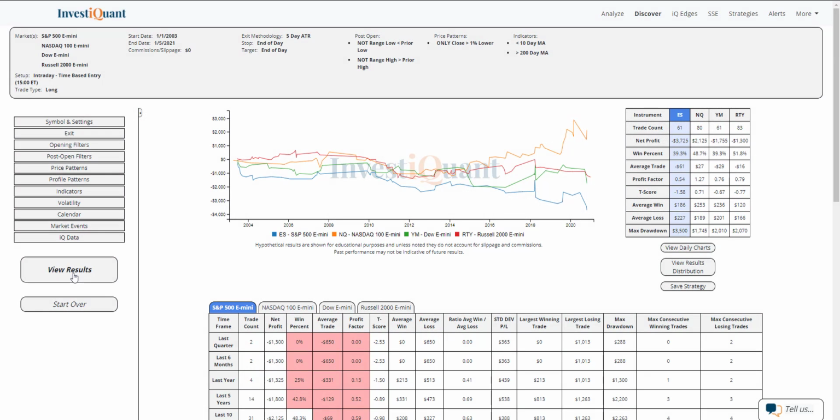And here we go. So these are the results of going long at 3 p.m. Eastern Time when you have an inside day forming following a 1% lower move, which is above a 200-day simple moving average, but below a 10-day simple moving average. Historically, the S&P has had this pattern take place 61 times dating back to 2003. The NASDAQ has 80 samples dating back to 2003, the Dow 61, and the Russell 83 samples.